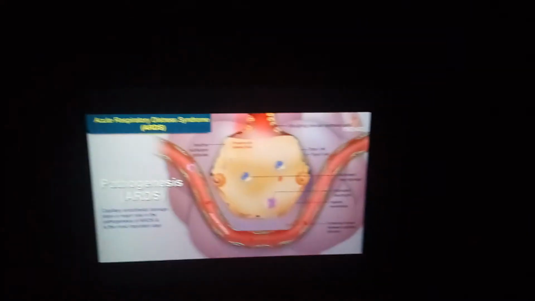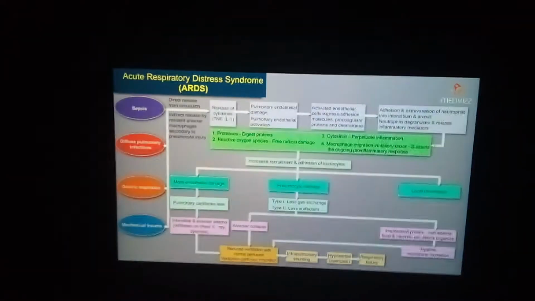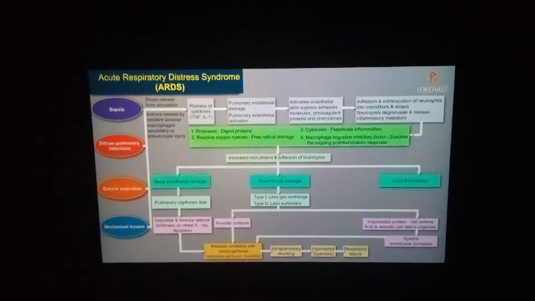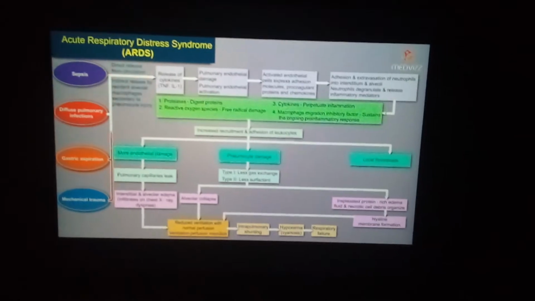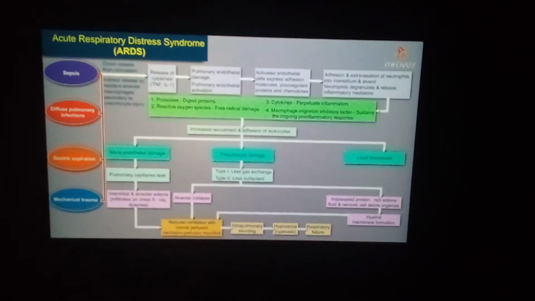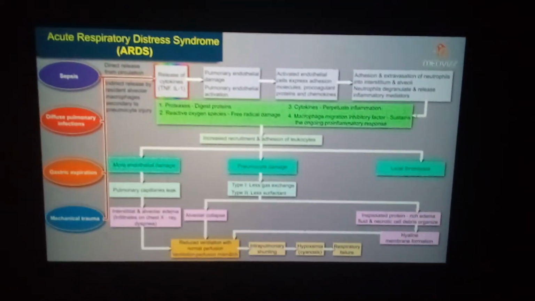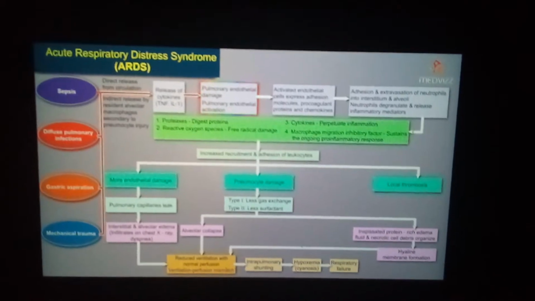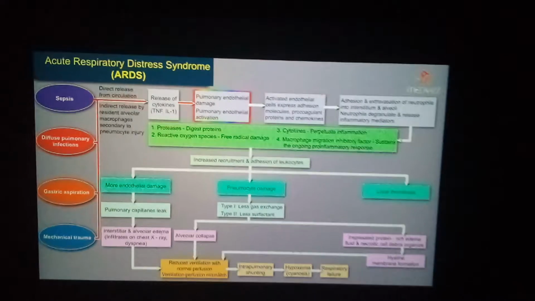Pathogenesis of ARDS. Capillary endothelial damage plays a major role in the pathogenesis of ARDS and is the most important step. A tabular formulation of this mechanism includes sepsis, diffuse pulmonary infections, gastric aspiration, and mechanical trauma, which all cause a direct release from the circulation, or an indirect release by resident alveolar macrophages secondary to pneumocyte injury, of cytokines. These include TNF and IL-1. This leads to, number 1, pulmonary endothelial damage, and number 2, pulmonary endothelial activation.